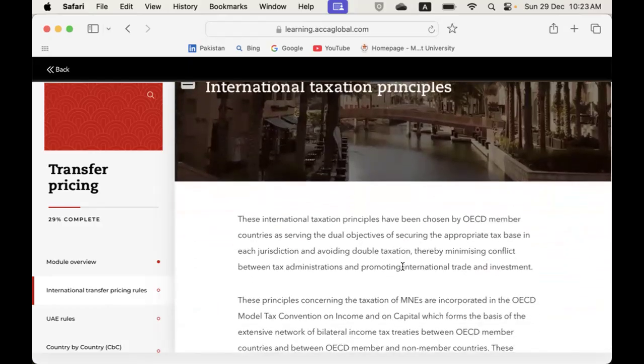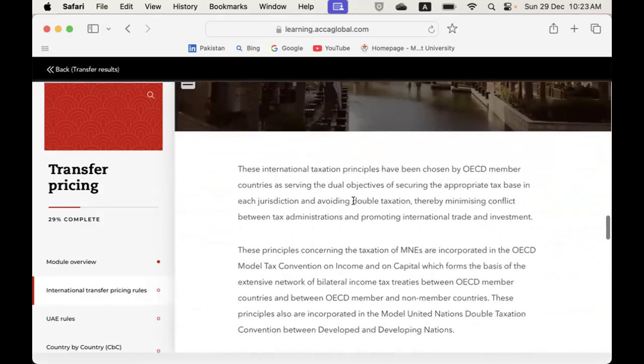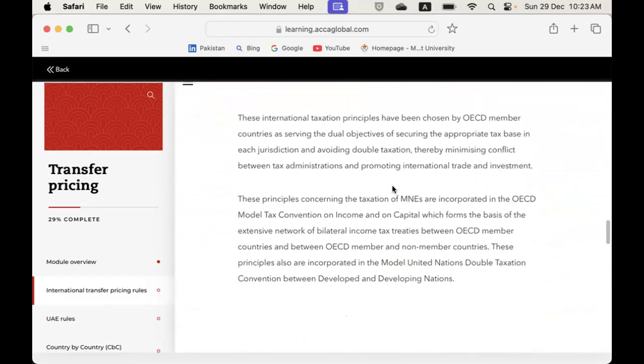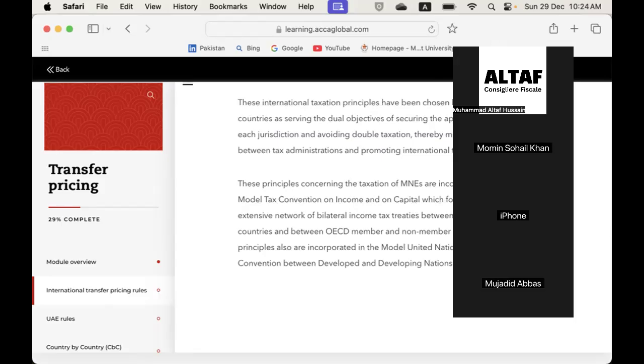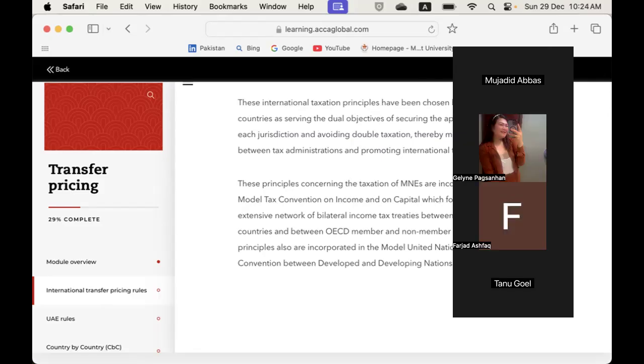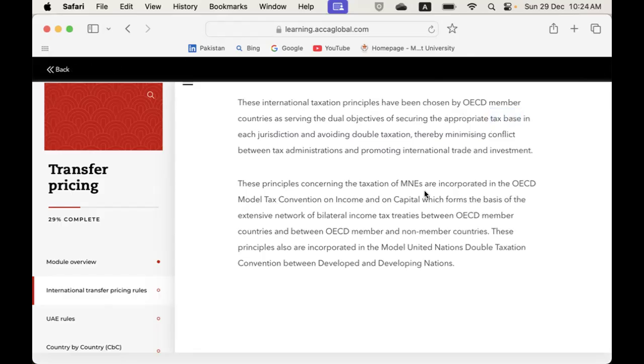Now, let us talk a little bit about the international taxation principles. These international taxation principles have been chosen by OECD member countries as serving dual objectives of securing the appropriate tax base in each jurisdiction. This word tax base, what does that mean? Can somebody tell me? Appropriate tax base in a particular country, in each jurisdiction. What does tax base mean, Mujaddid or Farjad? Anybody? Very simple. Tax base is the amount on which tax would be applied. The tax rate will be applied on that. That's tax base, the taxable income.